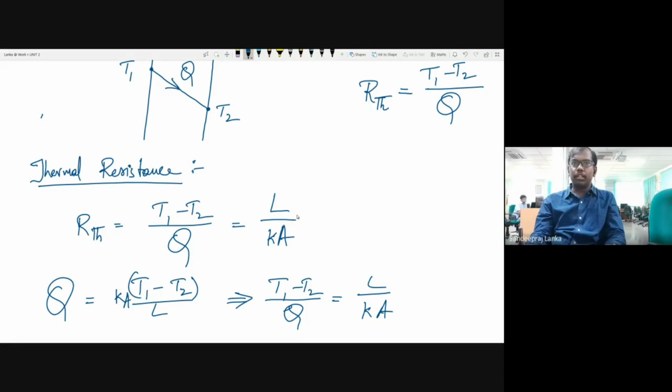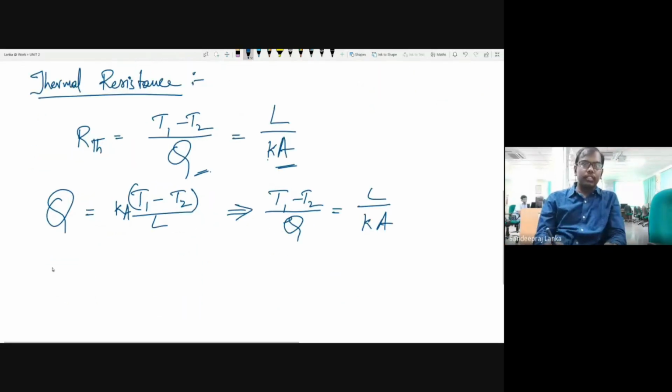This is the other particular one. This one will use the heat transfer and the temperature difference. This one will use L by KA. Here, geometry is taken into consideration along with your thermal conductivity. So you can use either expression to find out the thermal resistance.